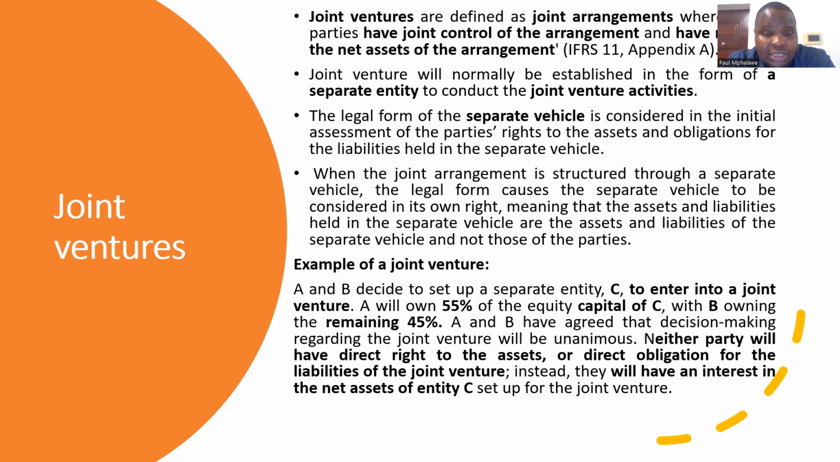But the decision here is being made unanimous, meaning to say neither party will have the direct right to the assets or the direct obligation for the liabilities of the joint venture. Instead, they will have an interest in the net assets of C set up for the joint venture. In other words, they will have a share in the residue, okay, the net assets.